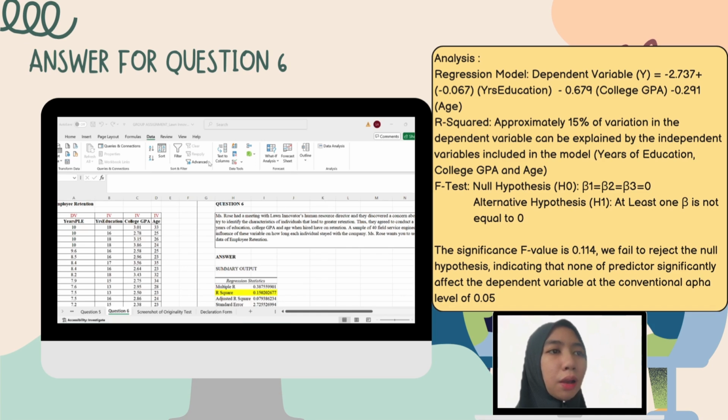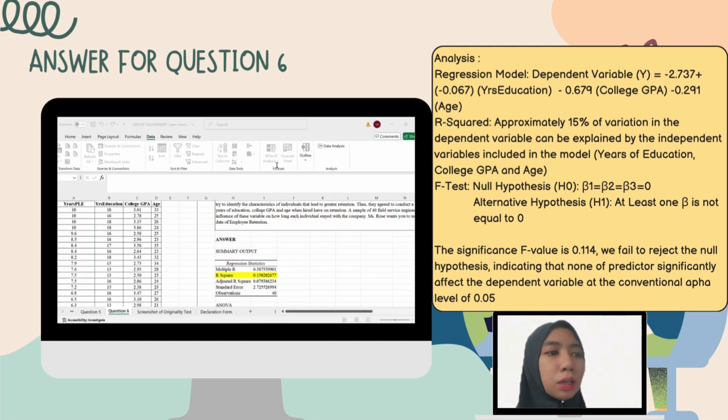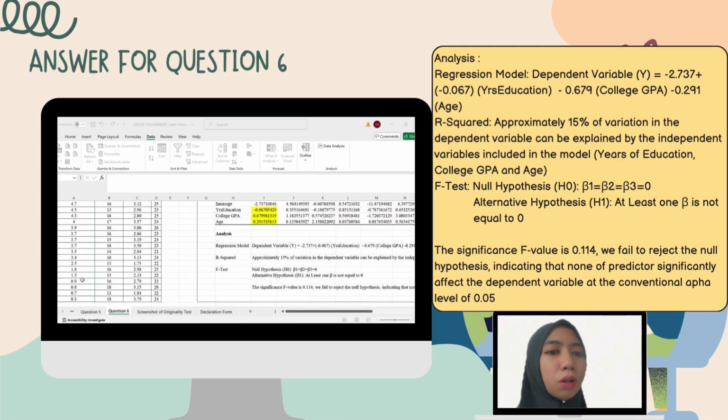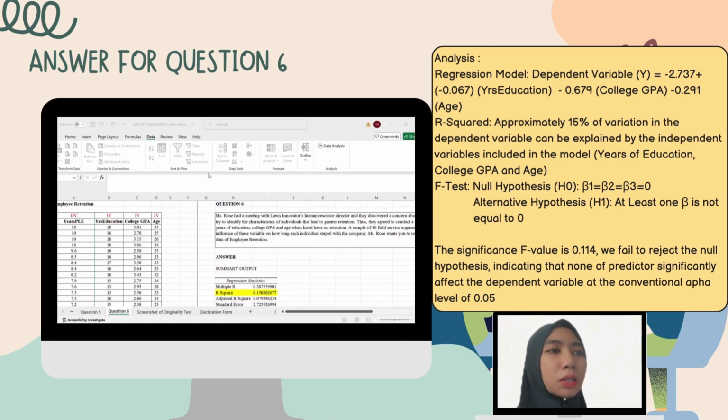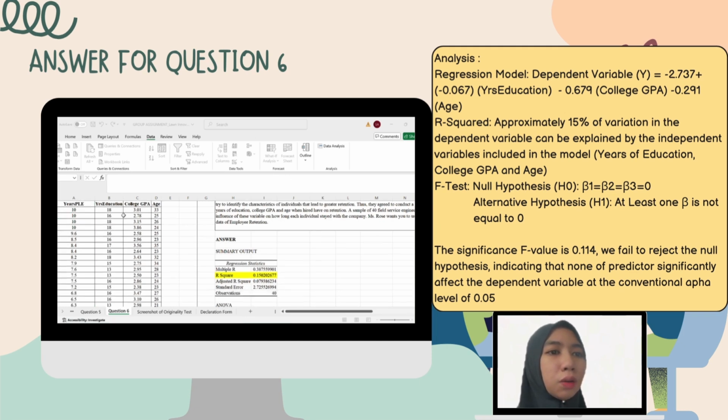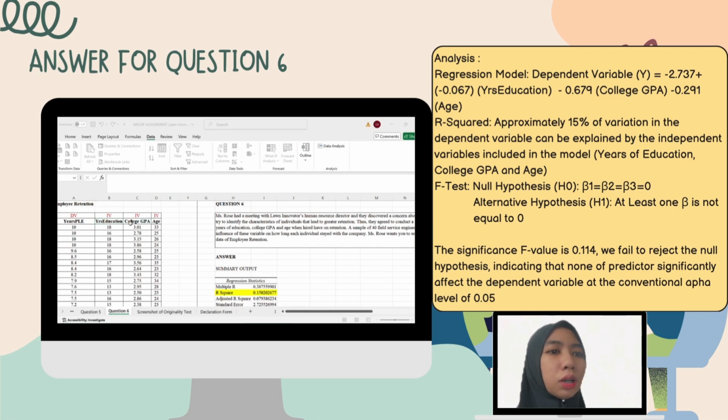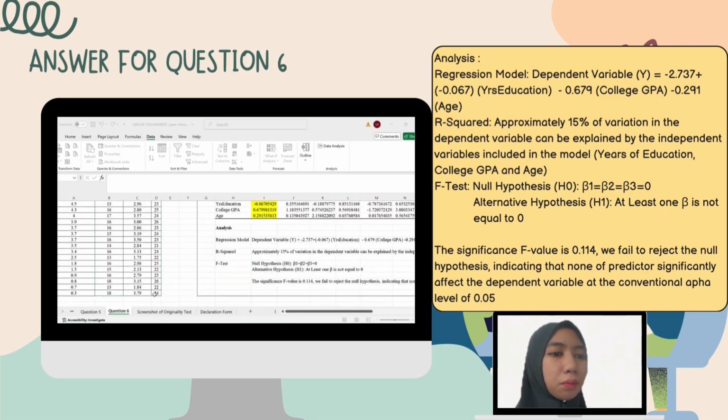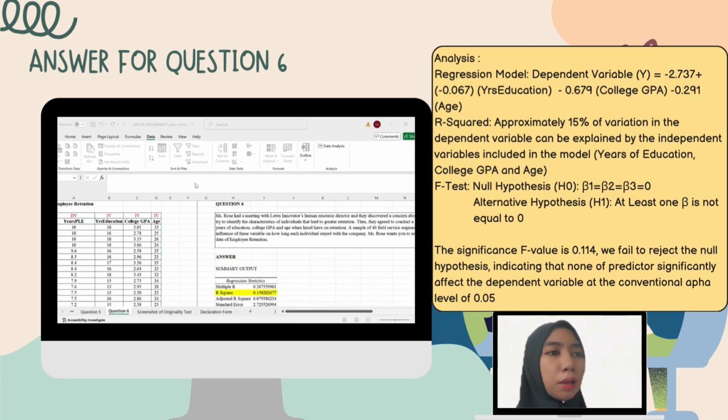For the input Y range, we have to choose the DV, which is the year, which is here. We choose all the years, and for the input X range, we have to choose the IV, all the IV: year of education, college GPA, and age, which is here. We have to choose all the IV. Okay, now we click the label, and if we want to put it in the same sheet, we have to click output range and we choose any cell in this sheet, and then we click OK.